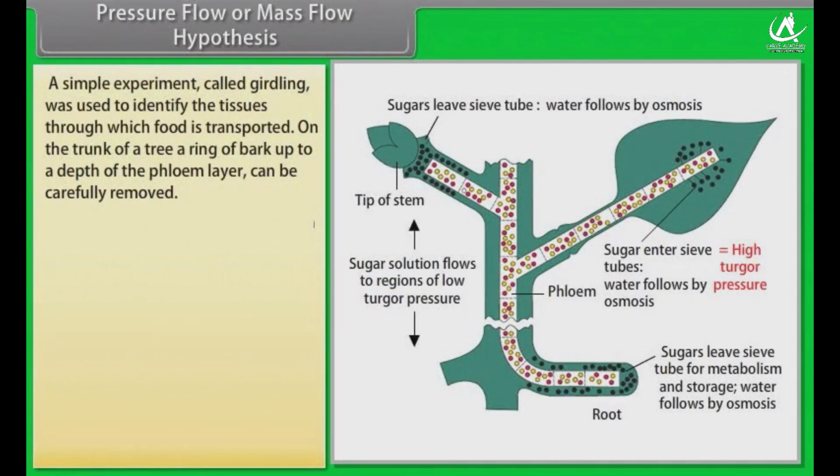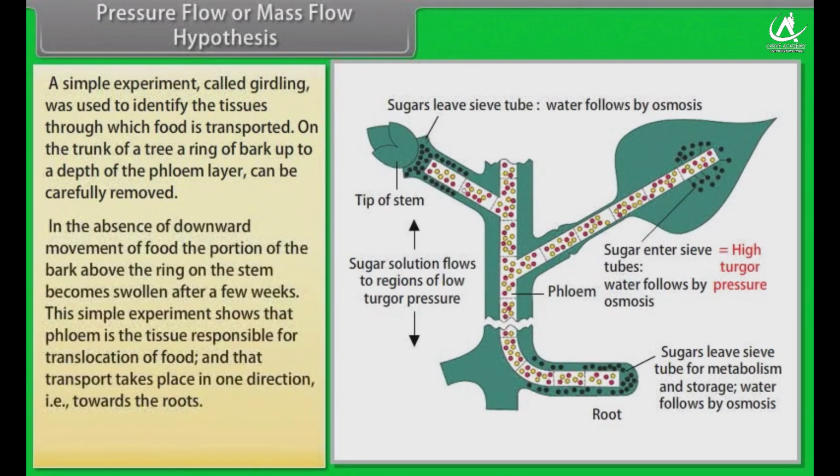A simple experiment called girdling was carried out to identify the tissues through which food is transported. On the trunk of a tree, a ring of bark up to the depth of the phloem layer can be carefully removed. In the absence of downward movement of food, the portion of the bark above the ring on the stem becomes swollen after a few weeks. This simple experiment shows that phloem is the tissue responsible for translocation of food, and that transport takes place in one direction, which means towards the roots.